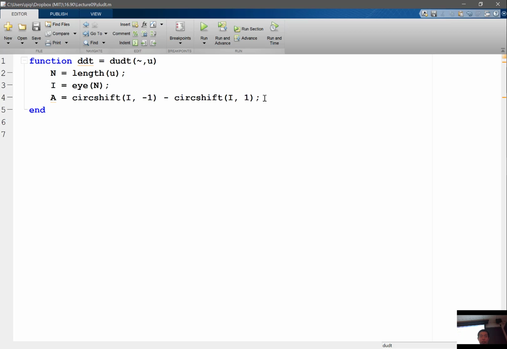In addition to that, I think we have divided by 2 delta x. So I want to compute my delta x, which is equal to 1 divided by n, and A is equal to A divided by 2 delta x. So that's the matrix that represents a discrete version of the spatial derivative, right? Okay, this matrix A is an operator, the matrix that is a discretization of d/dx.